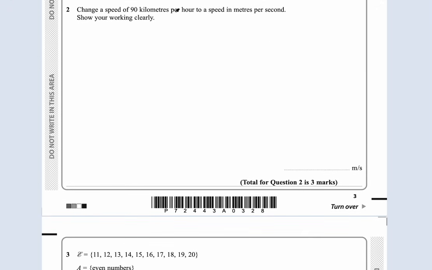Change a speed of 90 kilometers per hour to a speed in meters per second. Show your working clearly. Okay, guys, 90 kilometers is equal to 90,000 meters, because 1 kilometer is 1,000 meters. And 1 hour is equal to 3,600 seconds, because 60 minutes times 60 seconds, 60 times 60 is 3,600.